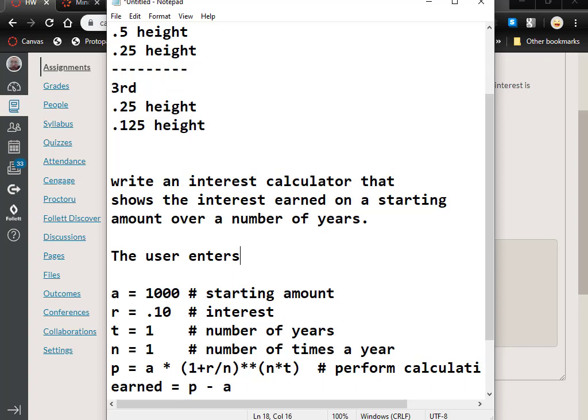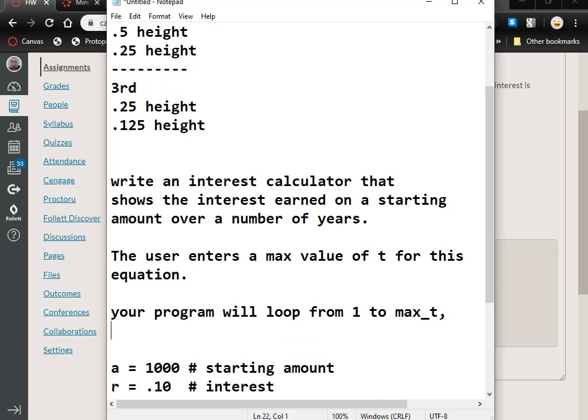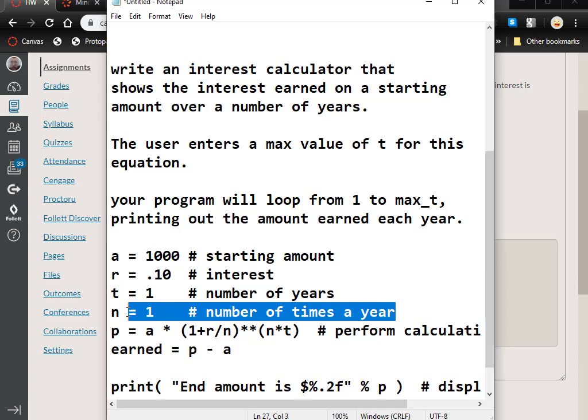Hope so. All right, so the user enters a maximum value for T according to this equation. Your program will loop from 1 to T, or from 1 to the max value, printing out the amount earned each year. You still need to ask before it starts for A, for the interest, and for the number of times a year. We could just hard code that to 1, I guess.